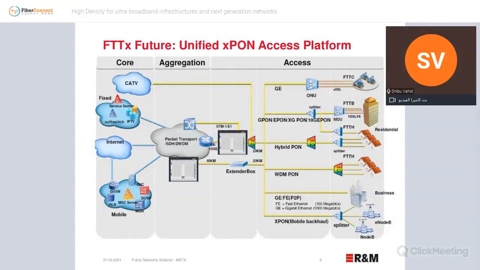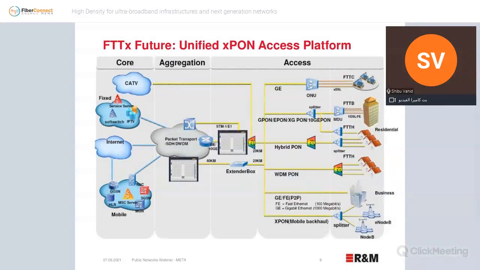So the FTTX network technology looks like a unified PON access platform, as you see on the slide. Basically, it's a combination of several legacy applications plus the future-oriented technology without affecting much on the investment part of it. For example, we have already invested heavily in several countries in the form of fiber optic network, and any new technologies should take care of the existing investments in the field. And hence the unified PON access platform has become a popular choice by several operators in our region.